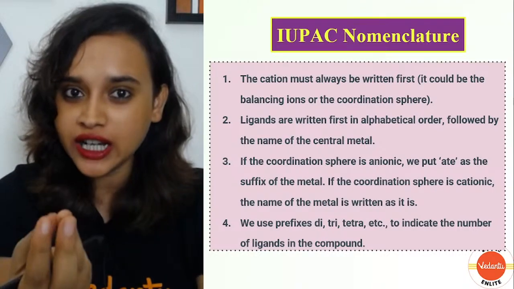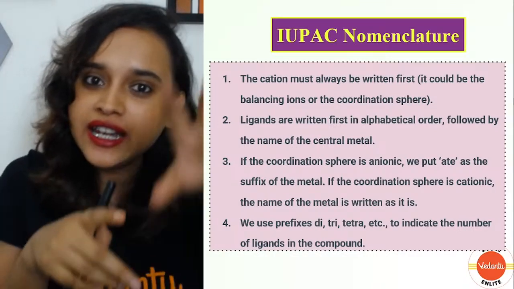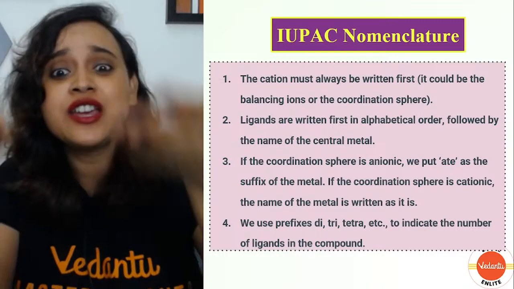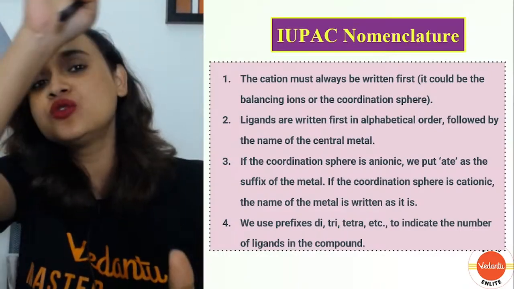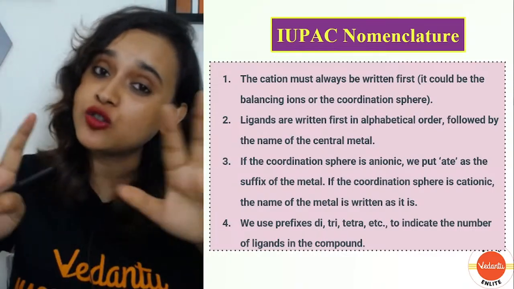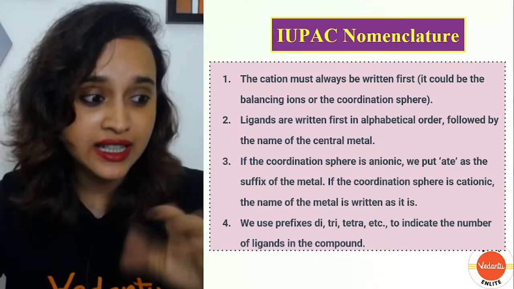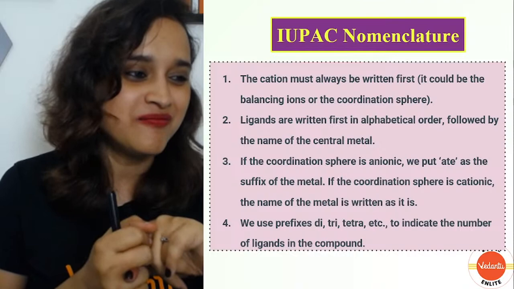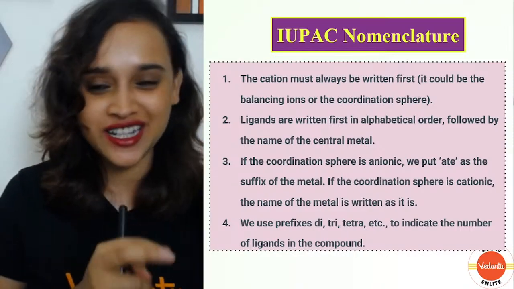The rule that we follow there is first you write the positive ion, then you write the negative ion. So Na plus, Cl minus, the same thing follows here also. You write down the cation first and then you write down the negative ion. Understood? It could be the balancing ions or the coordination sphere. Yes, it is positive and then negative.